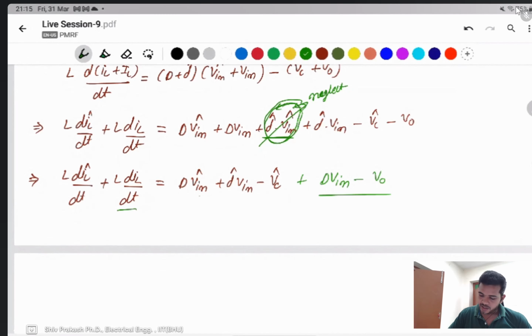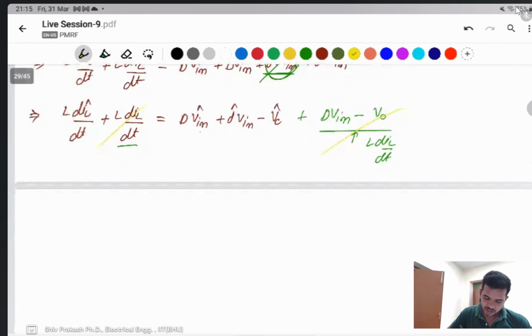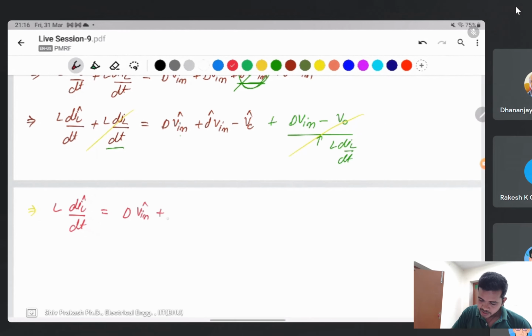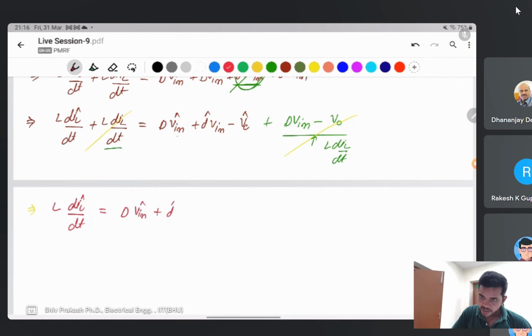If you write this as L dIL by dt, then this term will cancel out and you will find only the variation term. Delta IL by dt is equal to D V in cap plus d cap V in minus VC cap. Equation number 7.